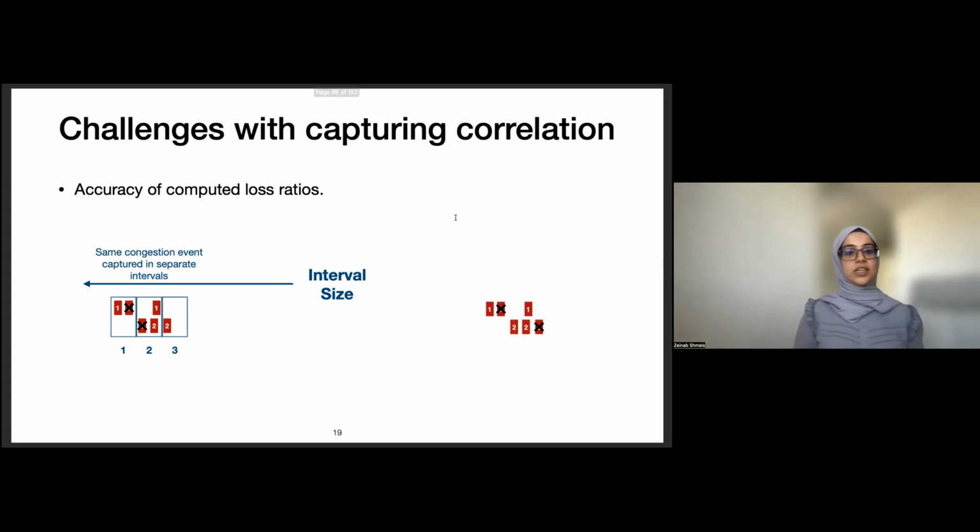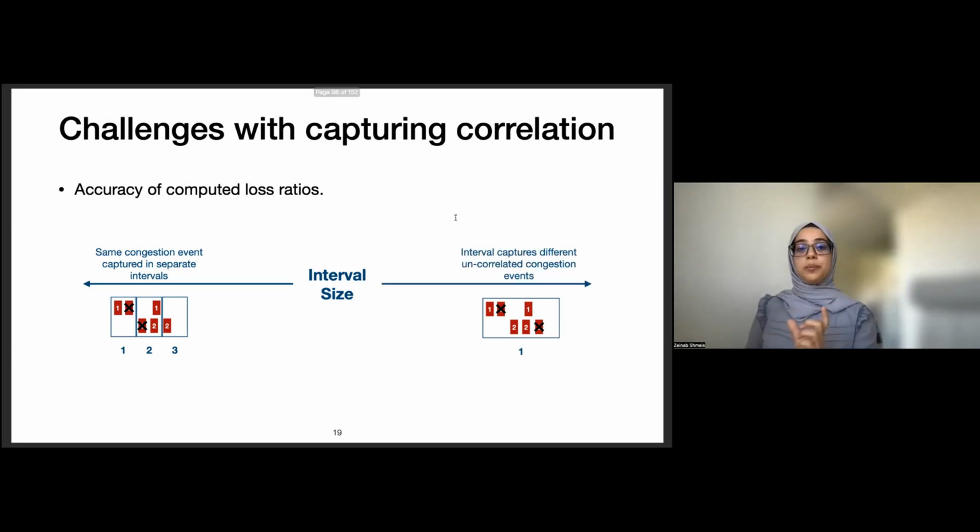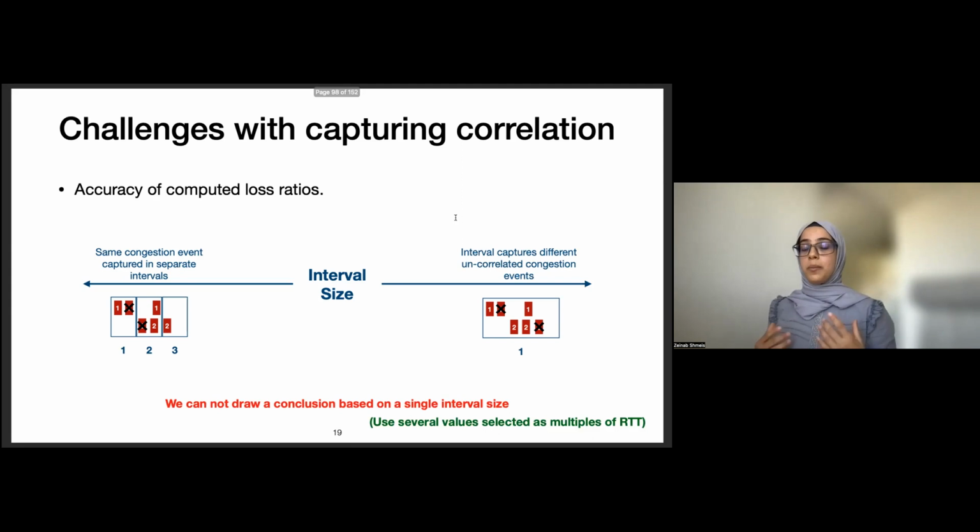Risk number 2 is that I could have packets lost for non-common reasons. So for example, the policer is on the non-common link. But I used a big interval where all the packets were in one interval. Now, if I make the judgment here, I would say, okay, path 1 and path 2 are congested in the same interval. That's false correlation. So we cannot draw the conclusion based on one single interval size. And this is why we use multiple interval sizes and we select them as multiples of RTTs.